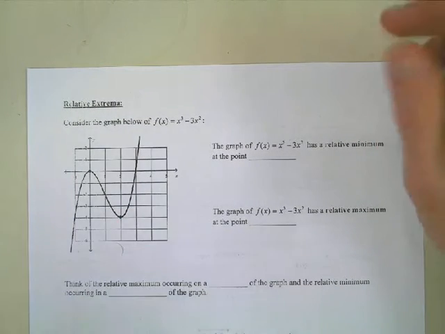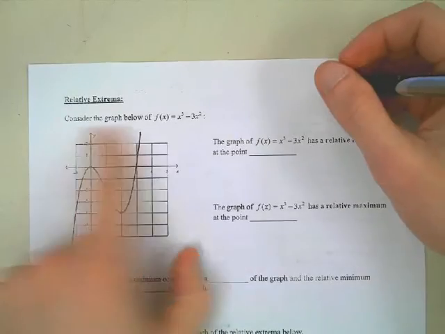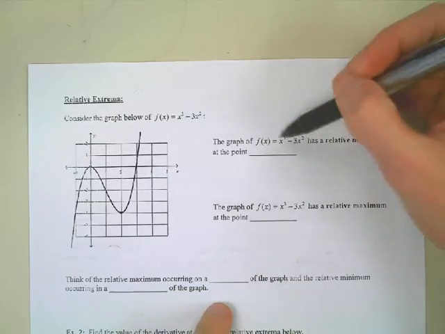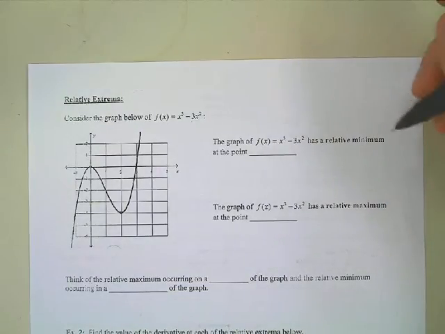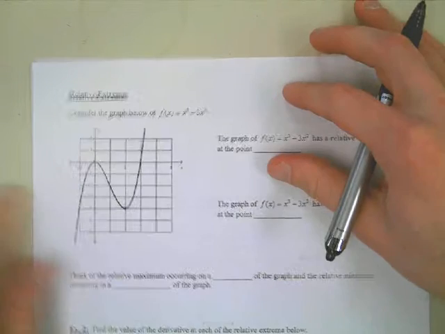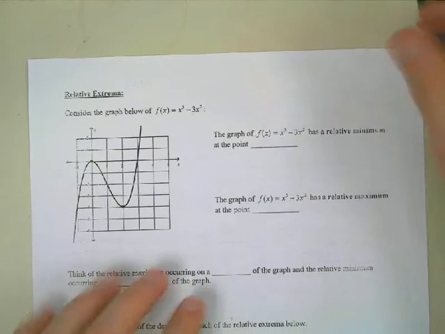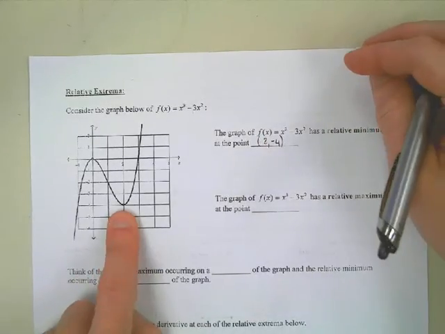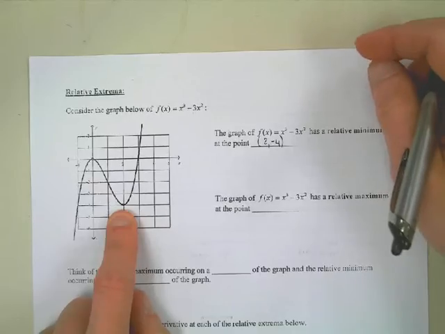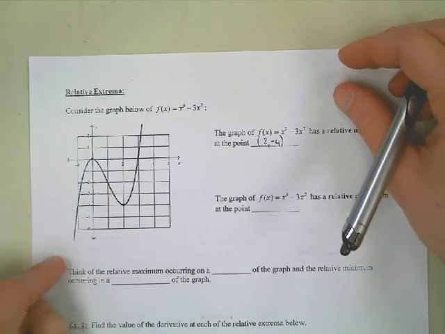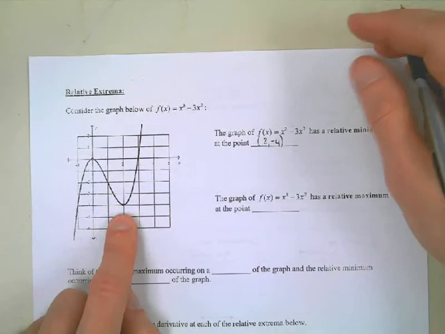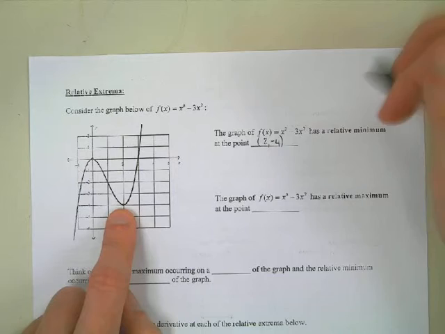But anyway. So, consider the graph below of f of x equals x cubed minus 3x squared. The graph of this function has a relative minimum at the point what? Well, what do you guys think would be a relative minimum here? 2, -4. At the point (2, -4). Now, why do you think we call that a relative minimum and not an absolute minimum? Because there are lower points here, right? But it's at a kind of low point. It bottoms out and then goes back up. That's right. So the relative minimum is here. This is a relative minimum.